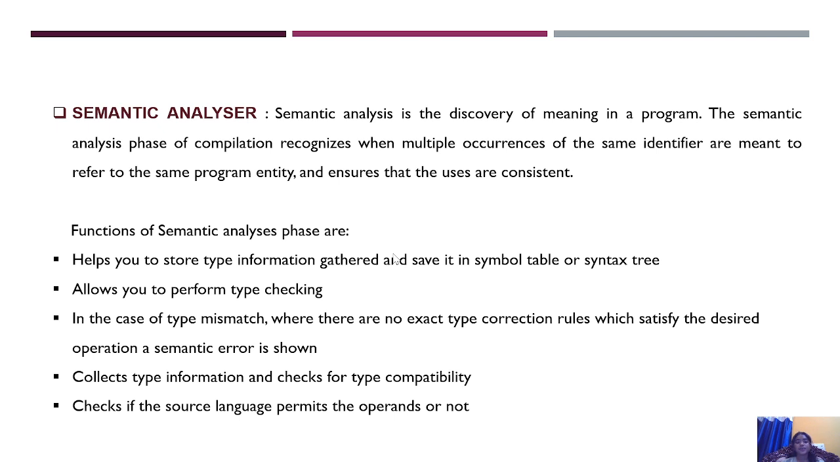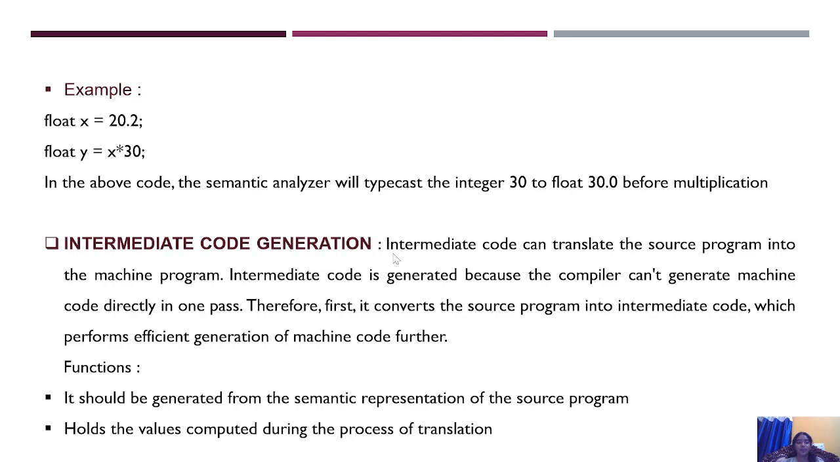In case of type mismatch, where there are no exact type conversion rules which satisfy the desired operation, a semantic error is shown. It collects type information and checks for type compatibility. It checks if the source language permits the operand or not. Example, float x = 20.2 and float y = x * 30. In the above code, the semantic analyzer will typecast the integer 30 to float 30.0 before the multiplication.